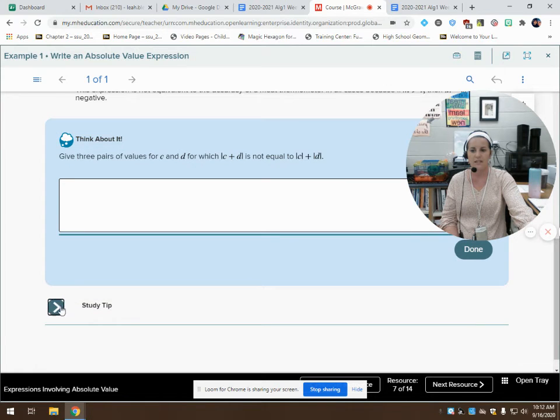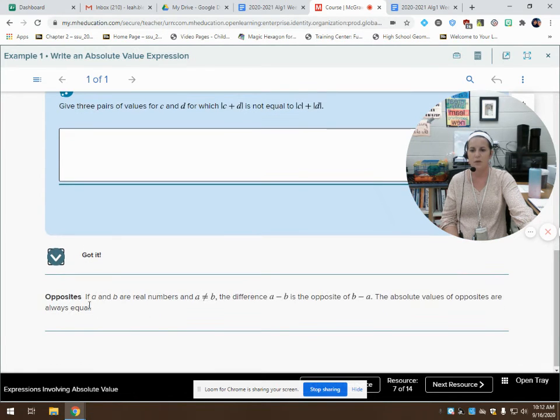All right, so just a little study tip. Remember, opposites. If A and B are real numbers and they're not equivalent, they're not the same value, then the difference of A minus B is going to be the opposite of B minus A. But the absolute value of opposites are always equal. So the absolute value of -1 is equal to the absolute value of +1.